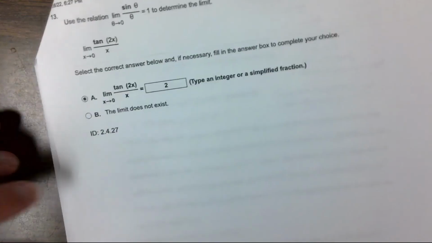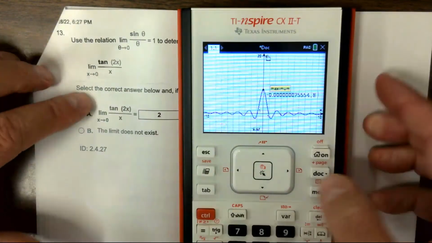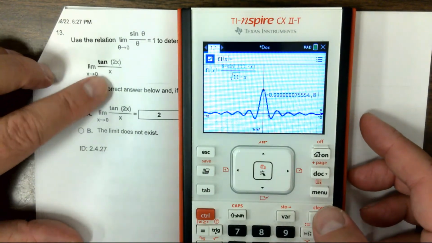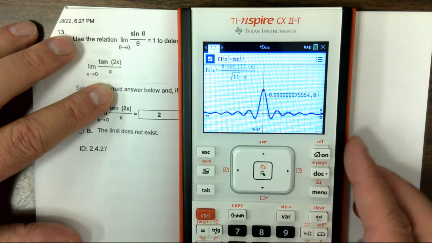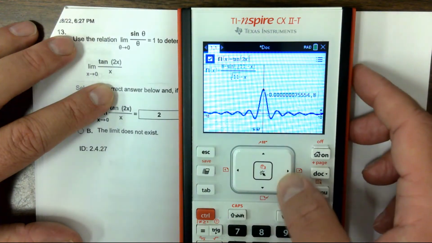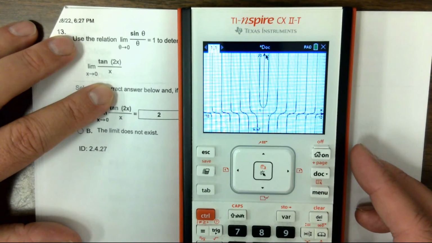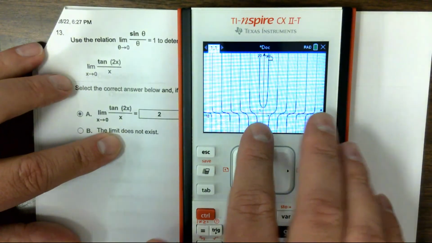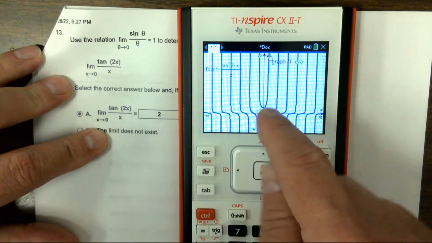Okay, so there's those 3 questions. Now we just have one more. So again, let's do this by graphing. This time we have to do with tangent. So tan 2x divided by x. In this case we want x approaching 0, and when it is, it's the y value of 2.